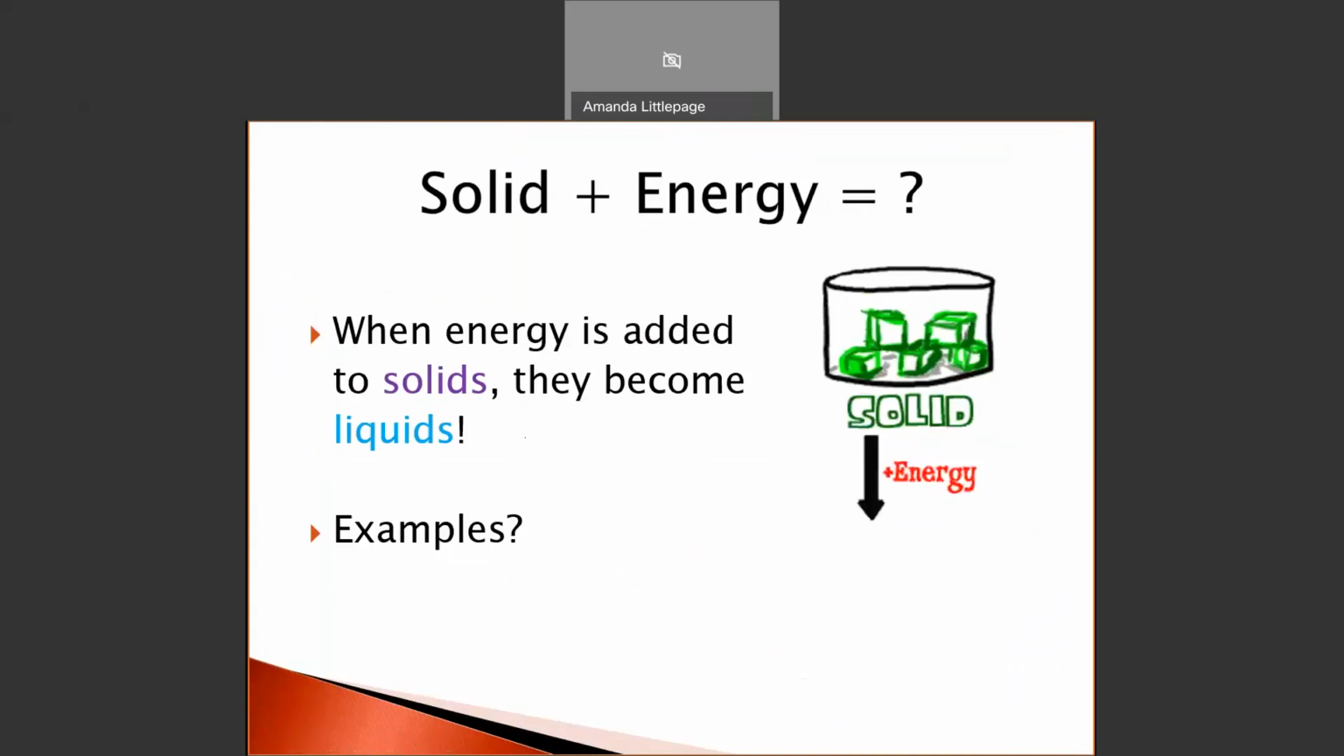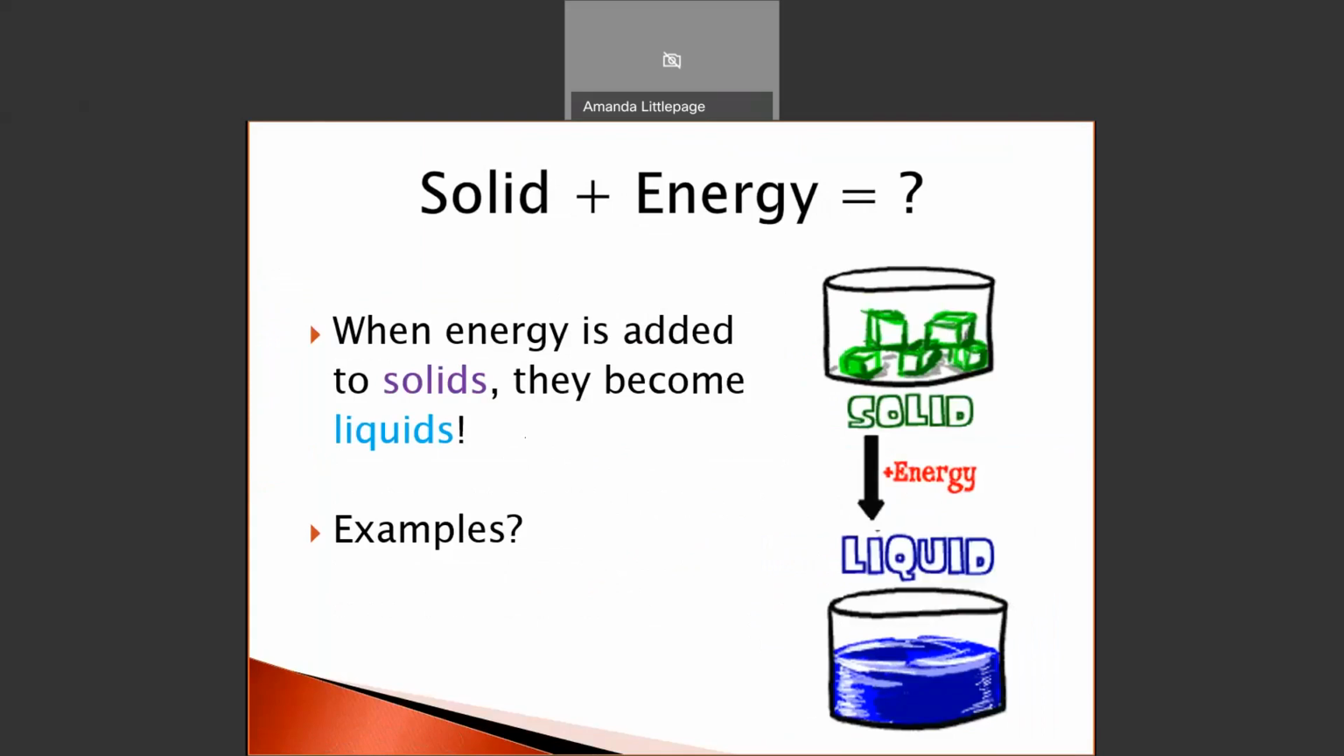Some examples of this are when energy is added to solids, they become a liquid. Think about ice. If you have an ice cube, it's a solid, water in a solid form. Add energy, it turns into a liquid and begins the process of melting. That's because the particles that make up water molecules themselves start to move around more quickly when you add energy.